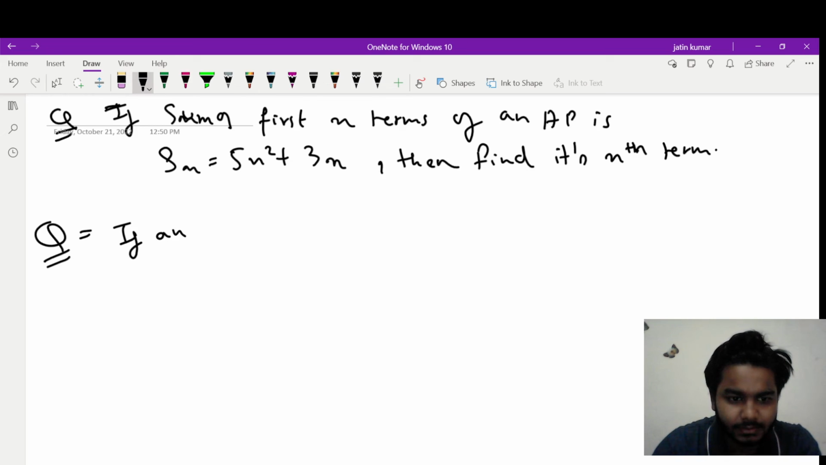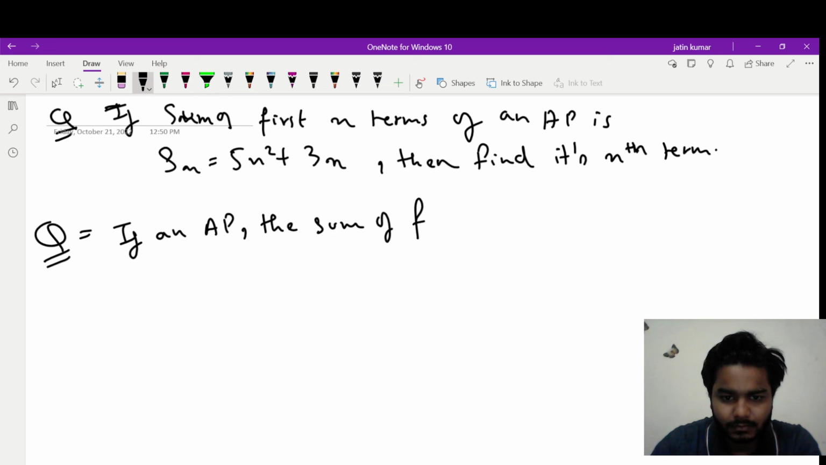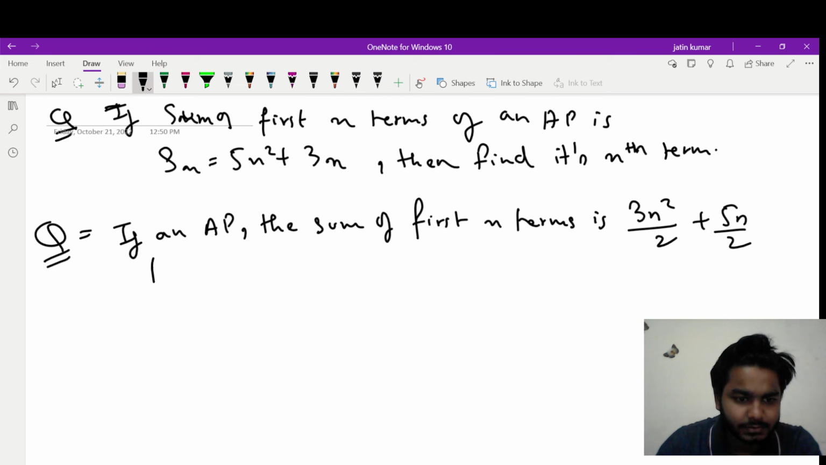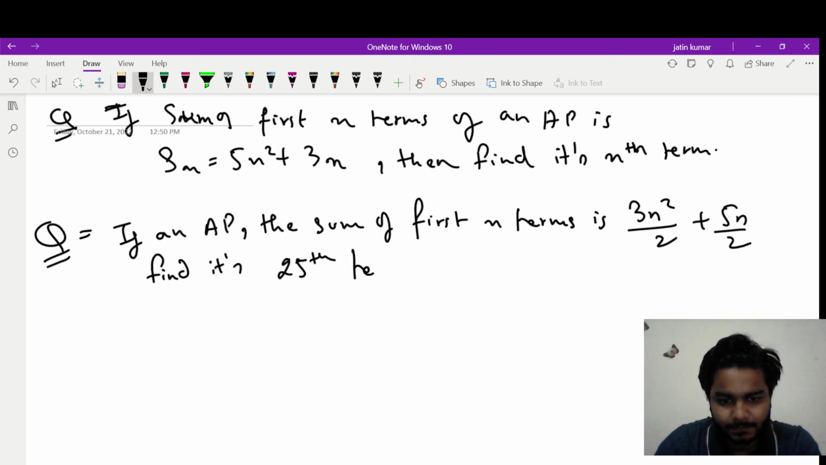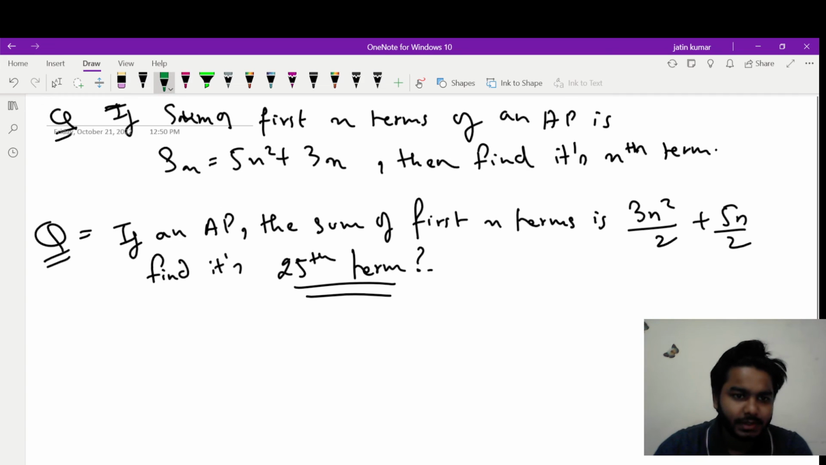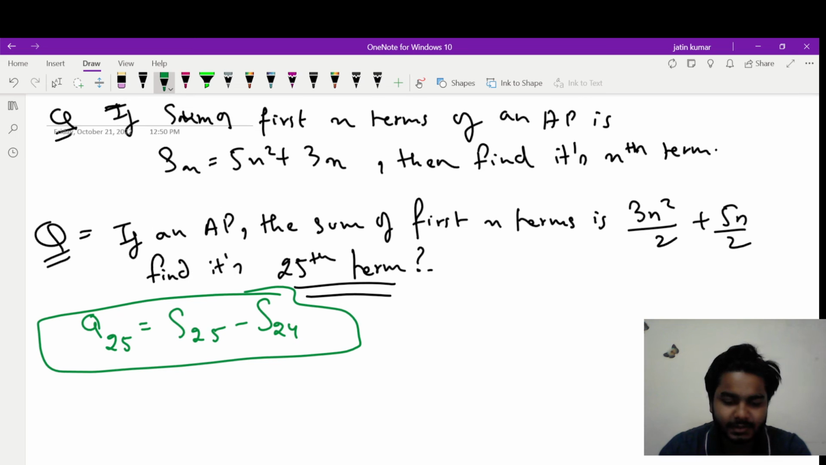If in an AP the sum of the first n terms is 3n square upon 2 plus 5n upon 2, find its 25th term. Now we have to find the 25th term, and how will we find it? The 25th term will be S25 minus S24, the sum of 25 terms minus the sum till 24 terms.